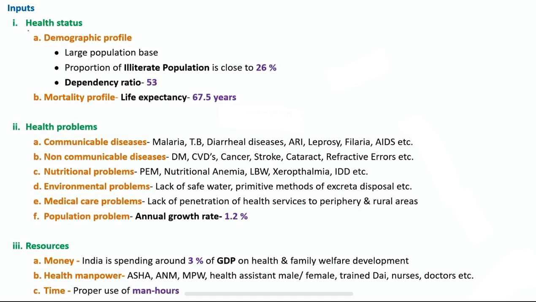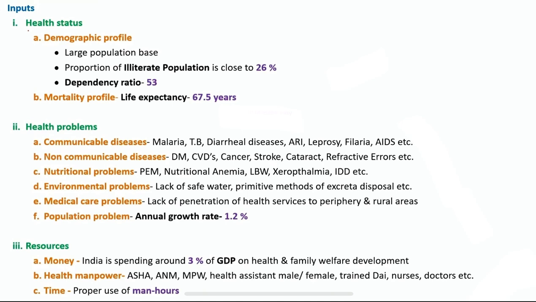Moving on to the endemic environmental problems. The environmental problems include the lack of safe water and primitive methods of excreta disposal. So we know that because of population explosion, urbanization and industrialization, there is a hazard to the water as well as the food chain. So the provision of safe water supply and sanitation services is a great task.